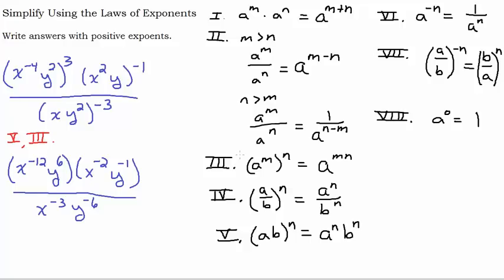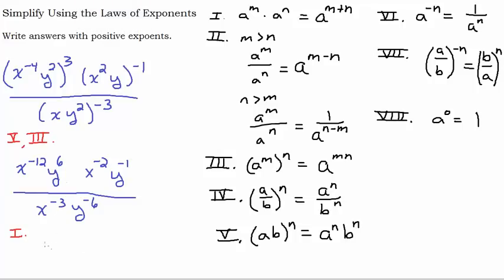Next thing I'm going to do is use rule number 1 to simplify the numerator. So in the numerator, I've got x to the negative 12 times y to the 6 times x to the second times y to the first. Now I do have these in parentheses, but it's all multiplication, so you really don't even need the parentheses there because everything's multiplied together. If I erase these parentheses, it's exactly the same thing. You can leave them if you want, but I just want to make that point.